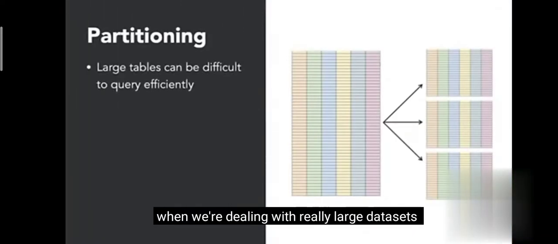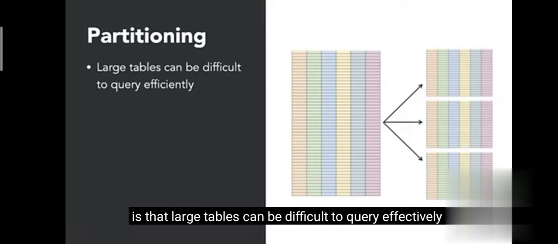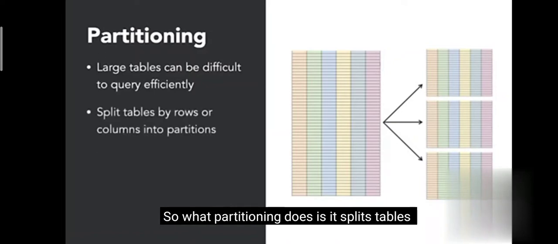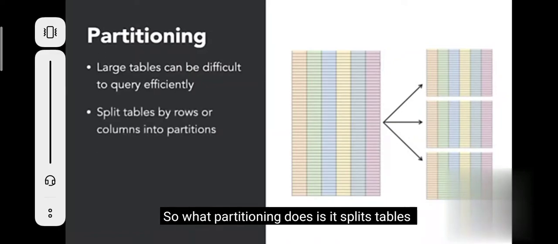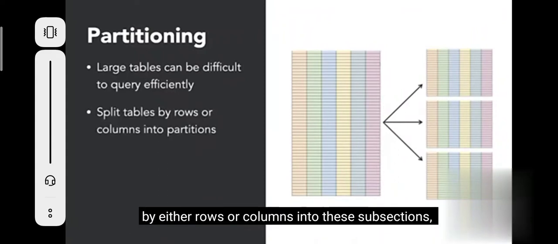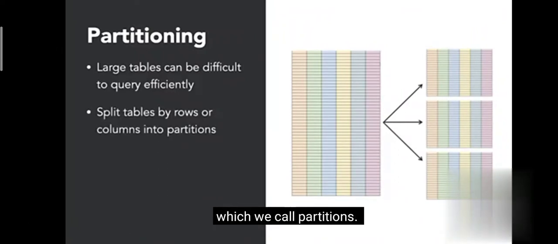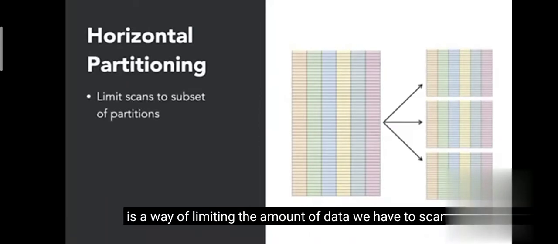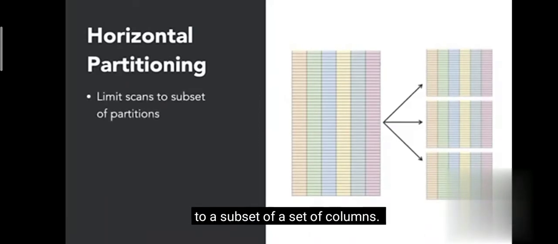Partitioning. What can happen when we're dealing with really large data sets is that large tables can be difficult to query effectively because they have so much data, especially if you're scanning or you have to maintain very large indexes. So what partitioning does is it splits tables by either rows or columns into these subsections, which we call partitions. Now, horizontal partitioning is a way of limiting the amount of data we have to scan to a subset of a set of columns.